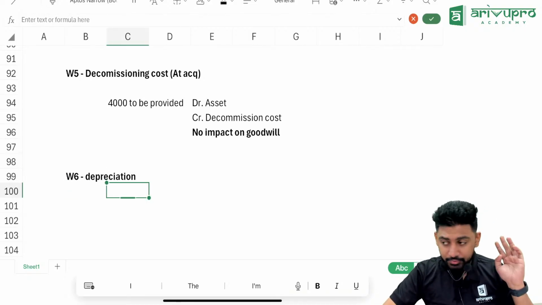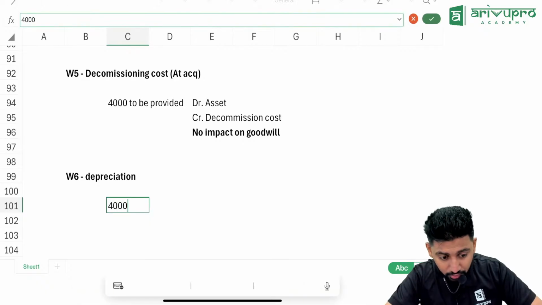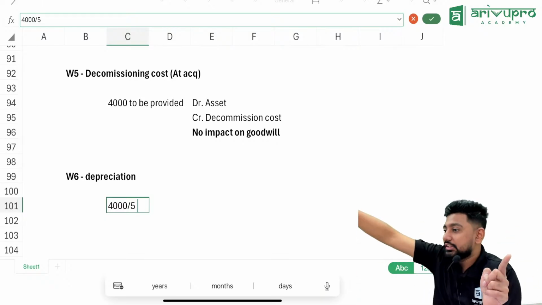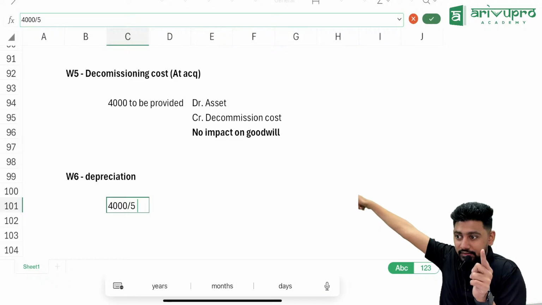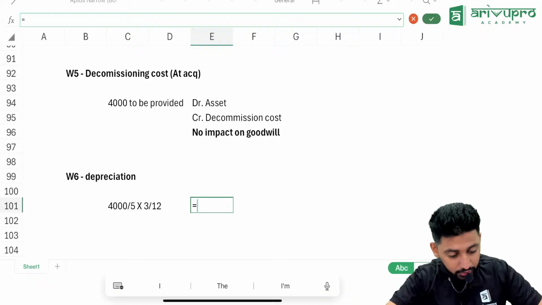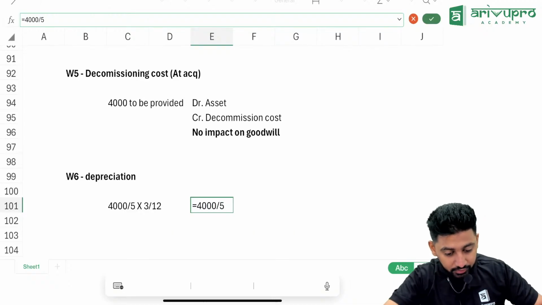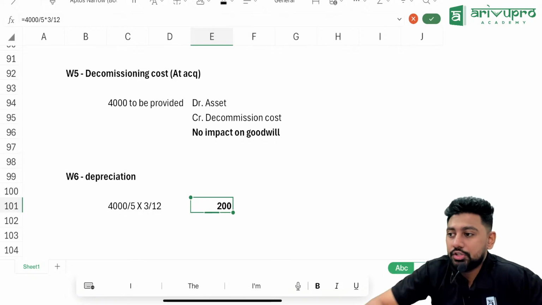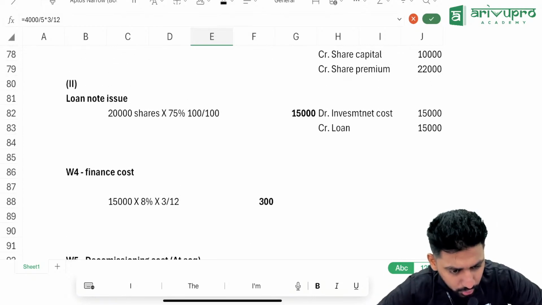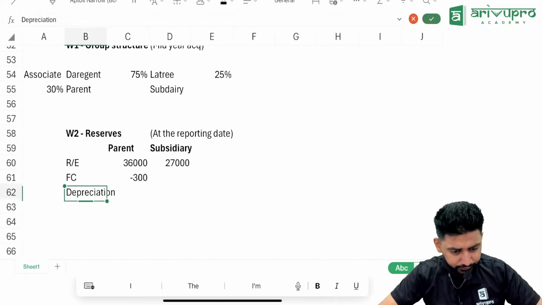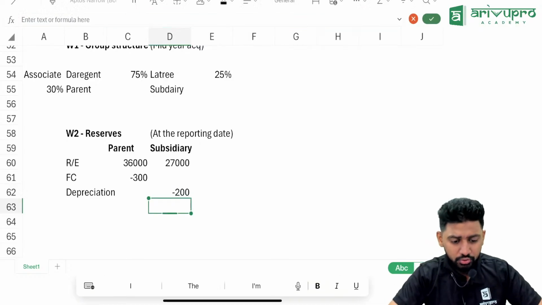Now how do you calculate depreciation? You have 4,000 over how many years? 5 years. Now this happened at acquisition. So how many months post acquisition? 9 months, is it? 3 months. Superb. Into 3 over 12. Therefore equals 4,000 over 5 into 3 over 12 gives you 200 as your depreciation. Go to the top. Very simple. Depreciation minus 200.